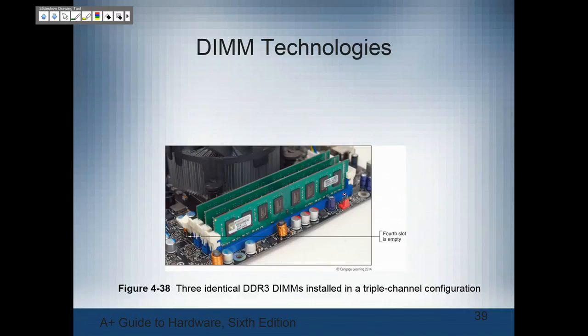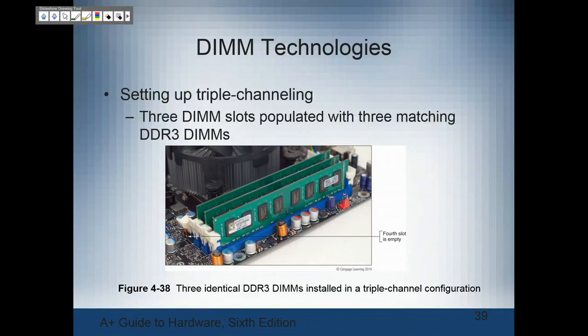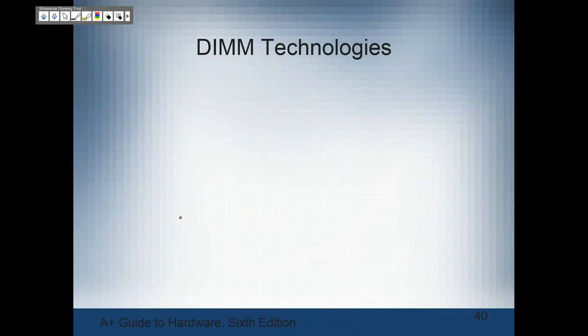In the triple channel, if you have the 3 configured, then you get triple channeling. There actually is another one back here, and you can see, I think here, that it's not snapped in. If you would fill up the 4th one, the triple channeling goes away. So by putting more memory in, you have actually slowed the process, because it can now only address the DIMMs one at a time instead of addressing the 3 of them simultaneously.